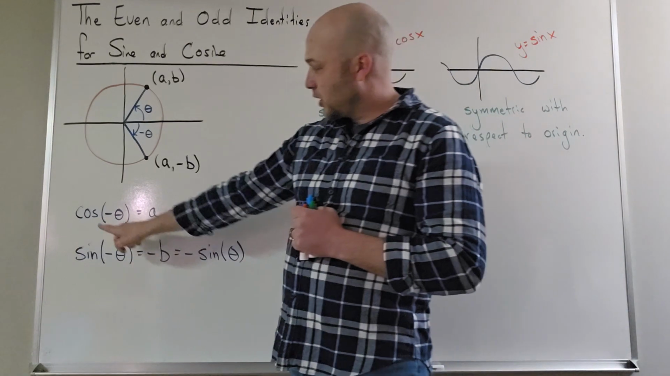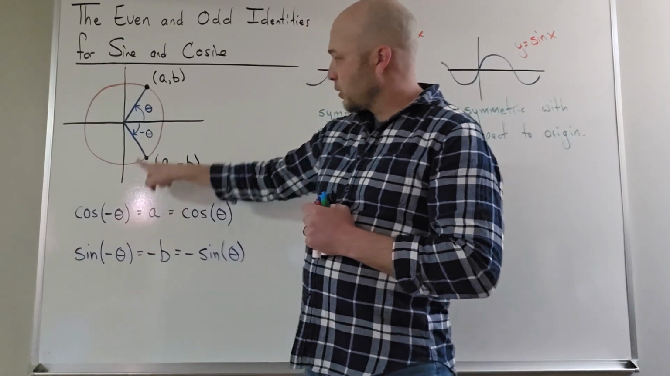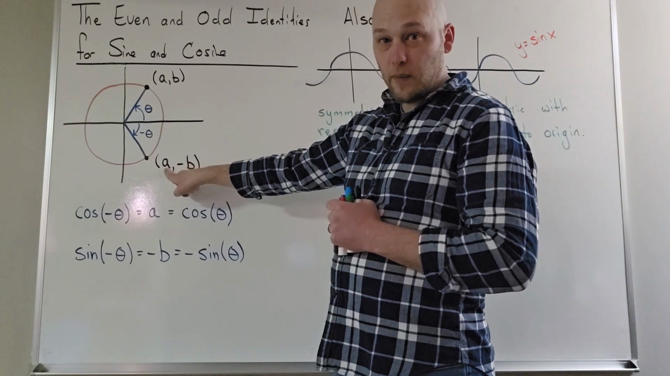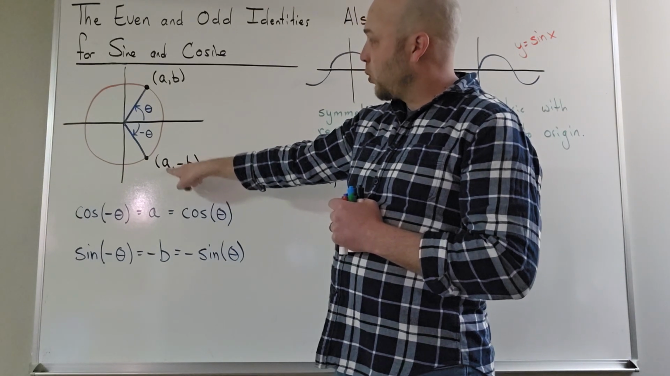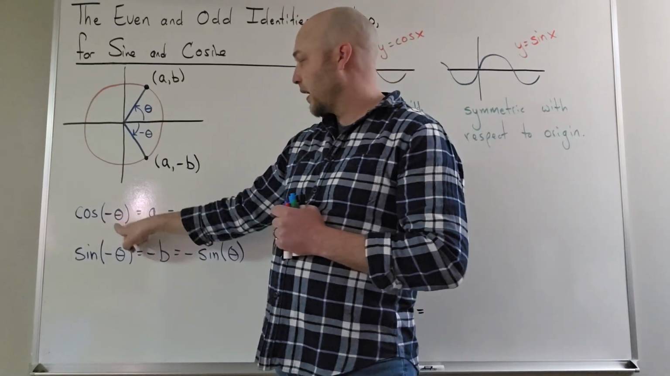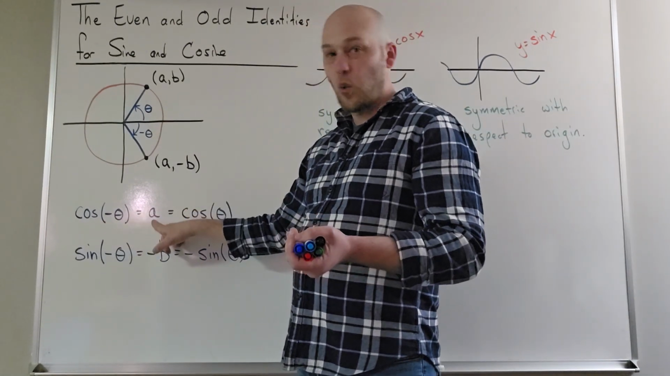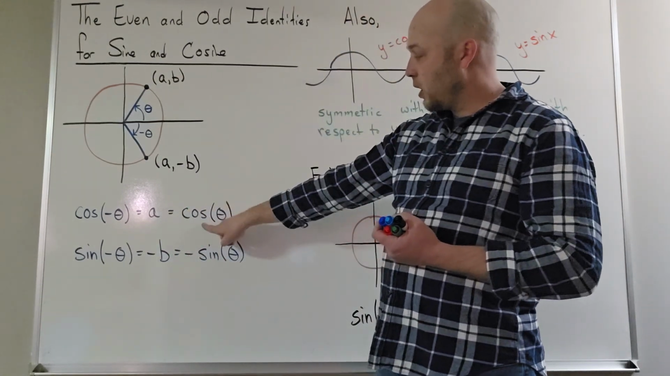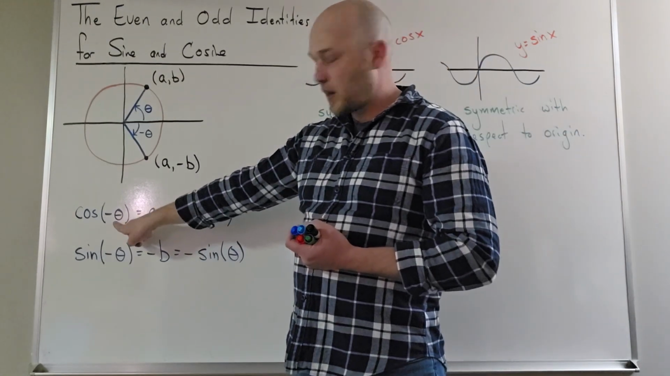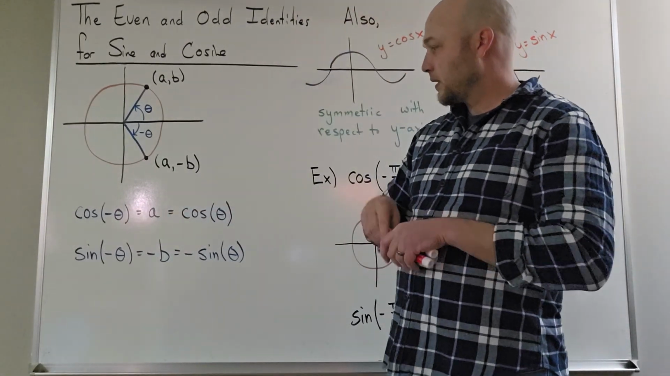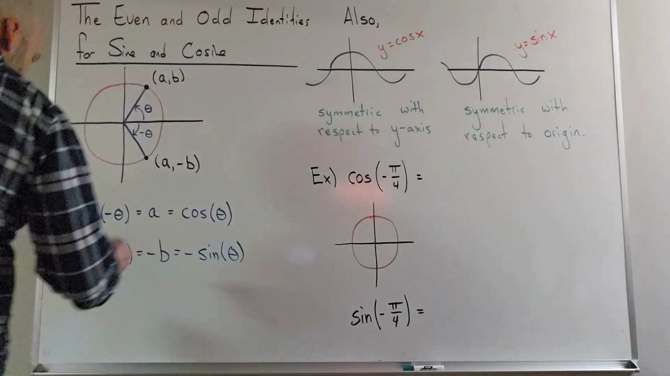In particular, the cosine of the negative angle. So the cosine of this angle down here, of course, is the x-coordinate. And notice that this x-coordinate is the same thing for this angle. So that means that the cosine of negative theta is the x-coordinate on the circle, but that has the same x-coordinate as the cosine of theta. So therefore, the cosine of negative theta is equal to the cosine of theta. And what that tells me is that the cosine is an even function.